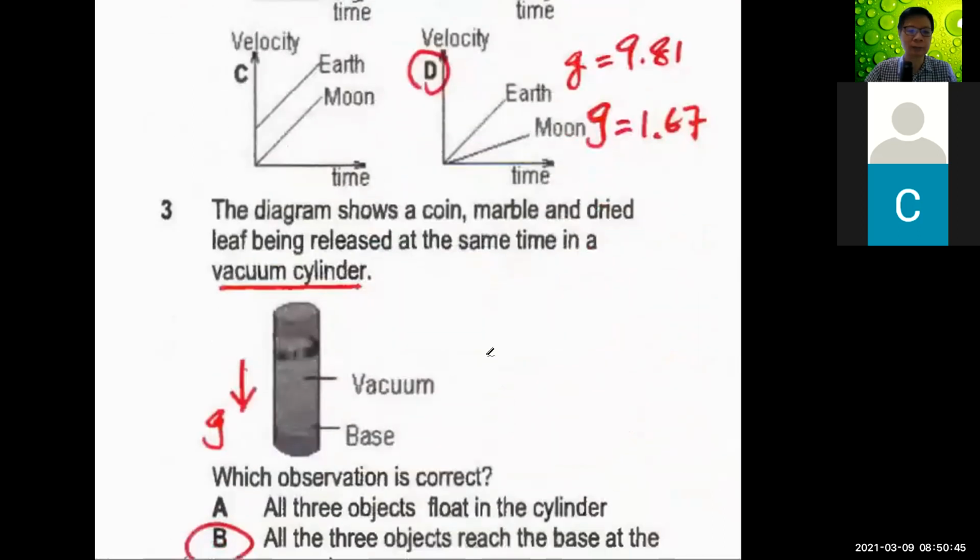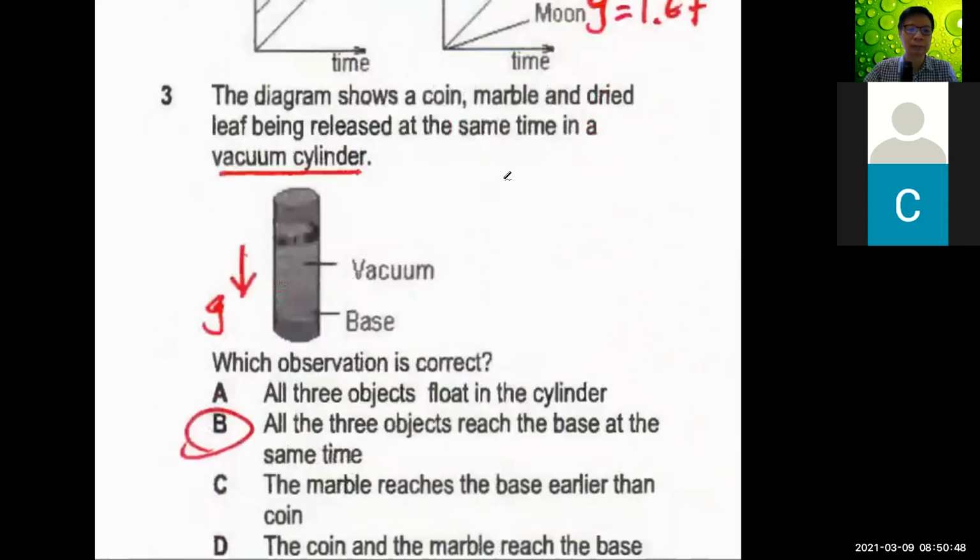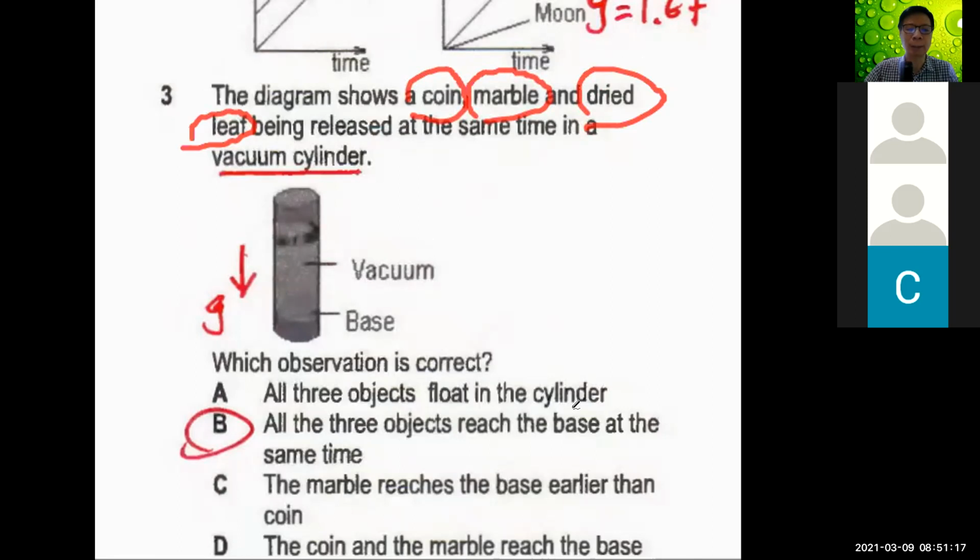Okay, number 3. This one. The diagram shows a coin. Cannot see clearly, but inside the vacuum cylinder you have a coin, you have marbles, and also you have a dry leaf, right? Three different things being released at the same time in the vacuum cylinder. Last lesson I told you that if they are falling in a vacuum, they will reach the base at the same time. This is a special thing about free fall.